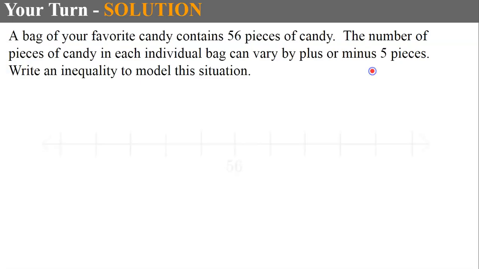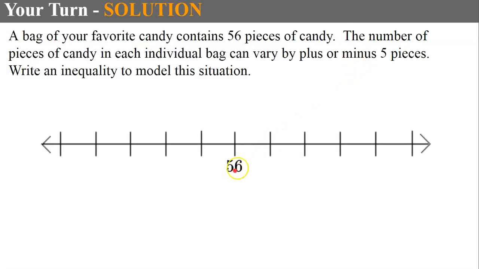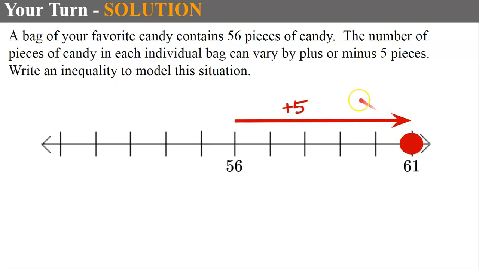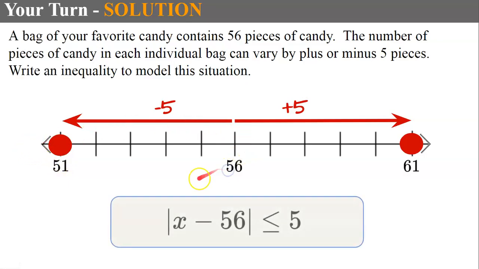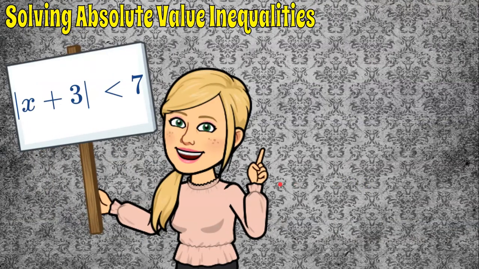Welcome back. First I'm going to start with a number line. On average, we have 56 pieces of candy in our bag, but that can vary. It can have up to 5 more, which would be 61, or it could have 5 less, which would be 51. So when we go to write this, we've shifted from 0 by 56, so we've got to take that away, and it's going to be less than or equal to 5. So there you have it.